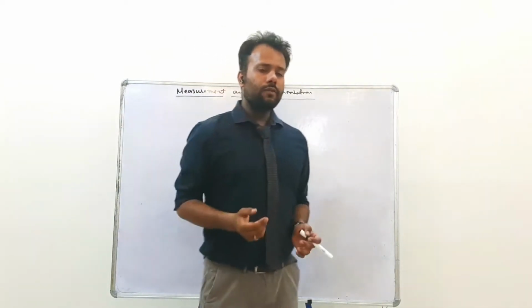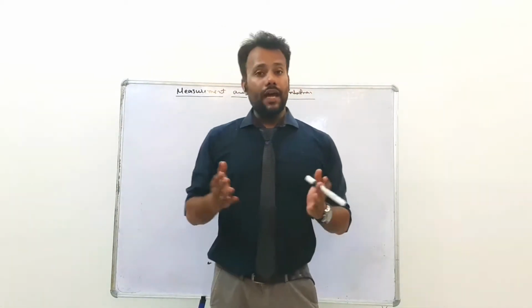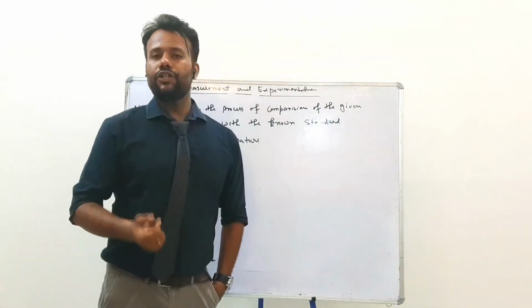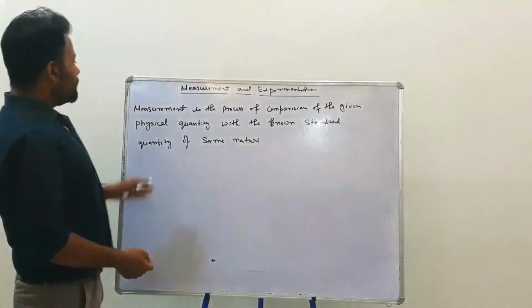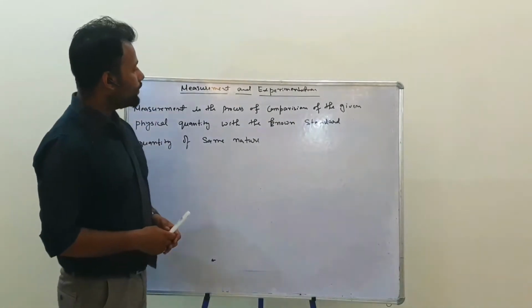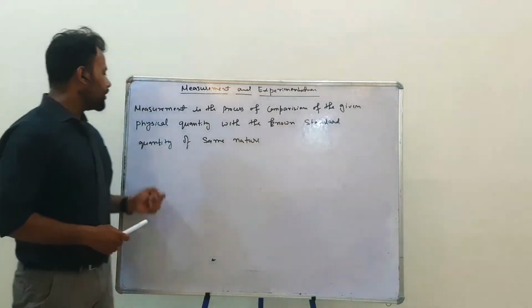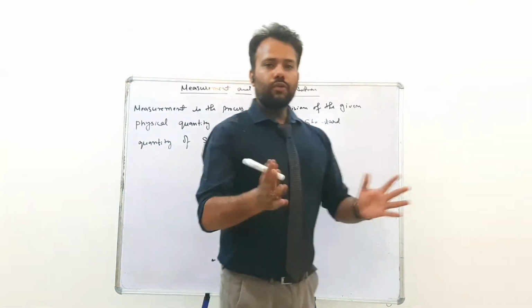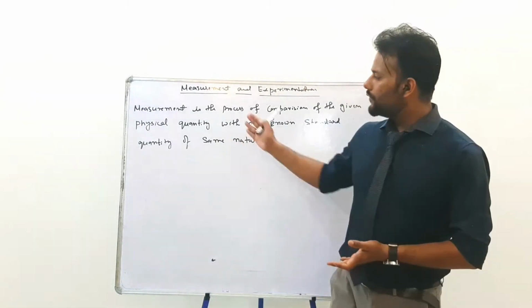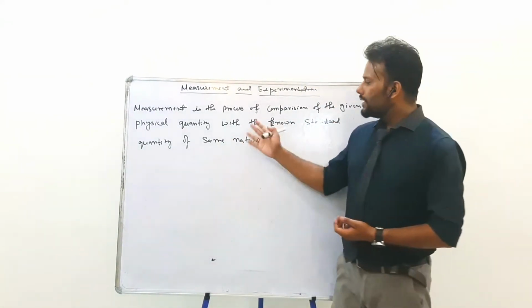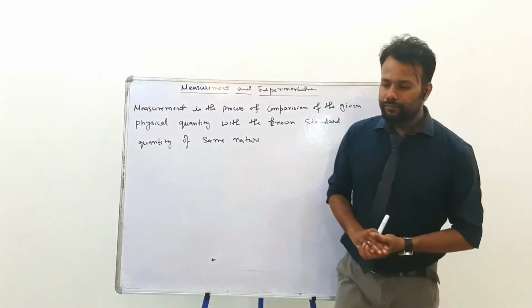Right? Now let's talk about the definition of measurement. As you can see on the board, measurement is the process of comparison of the given physical quantity with the known standard quantity of the same nature. Now this is a bookish definition. Let's quickly understand what this definition is actually saying.